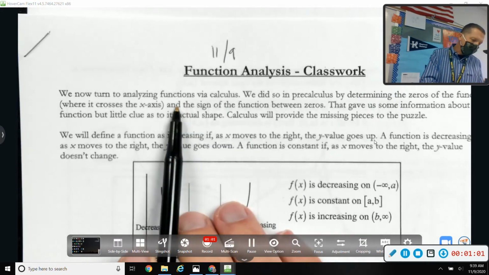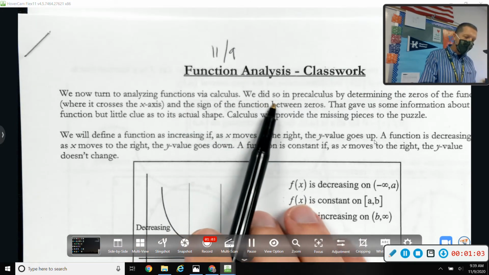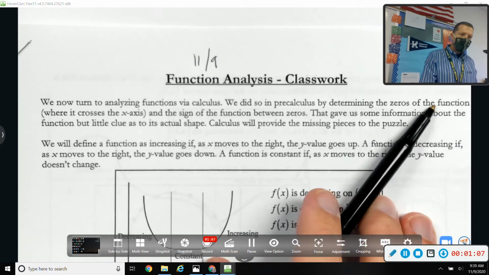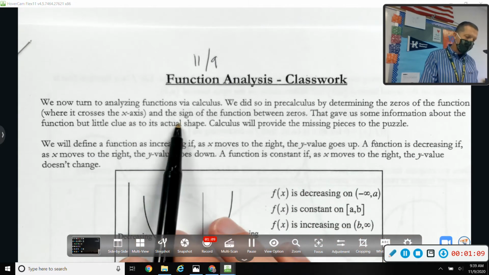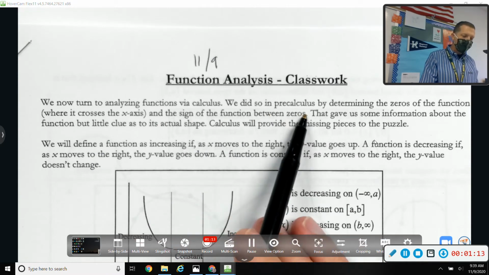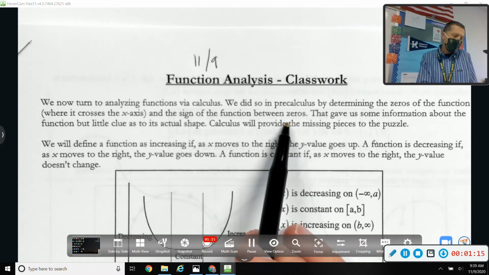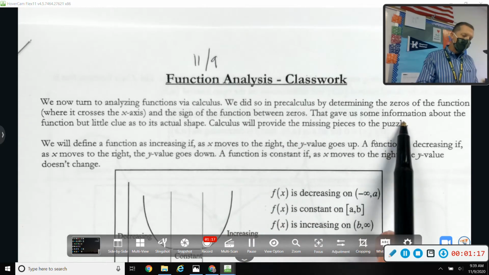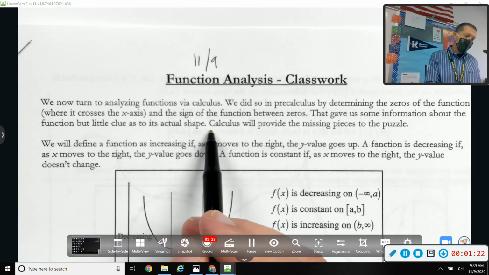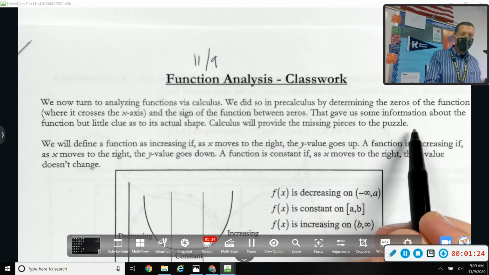All right, we now turn to analyzing functions via calculus. We did this in pre-cal by determining the zeros of the function, where it crosses the x-axis, and the sign of the function between the zeros. I don't even know that we did that second part, but you definitely found zeros in pre-cal, which gives us some information about the function, but little clue as to its actual shape. Calculus will provide the missing pieces to the puzzle.